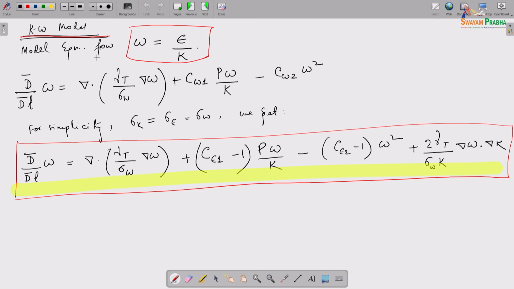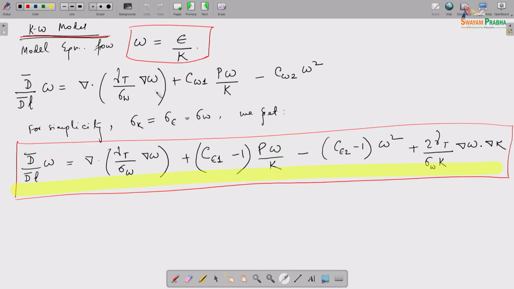The first one is the model transport equation for K, which we use, and the second one is where we use something for omega. This omega, however, is again derived from the K epsilon model, and it looks something like this. Then I write out the equation for omega in this fashion. I have a convective term there, and for simplicity we assume this, then we get this, and this is the entire equation that we get.